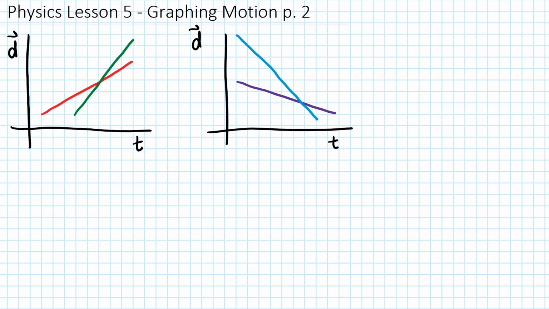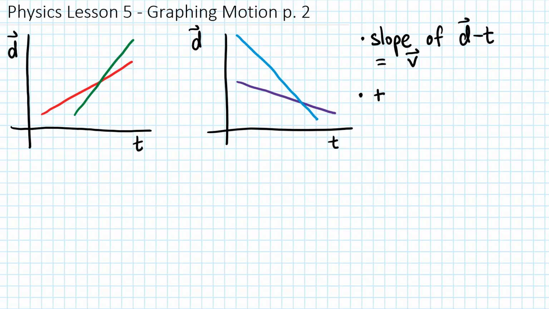Now, recall a few things about these position time graphs. First of all, and really importantly, the slope of a position time graph is going to equal the velocity, right? Because the slope is change in the y-axis or change in position over change in the x-axis or change in time, which is the definition of velocity. Okay, so the slope of a position time graph is velocity.